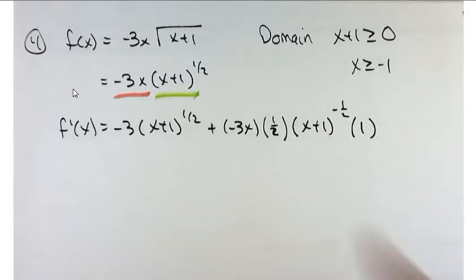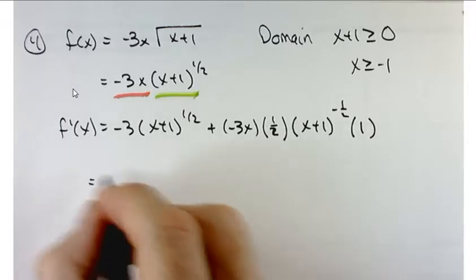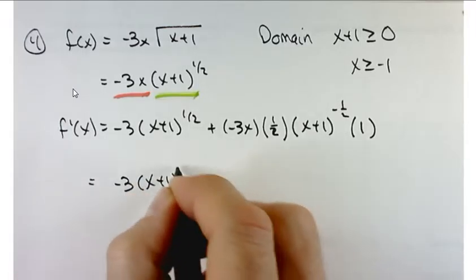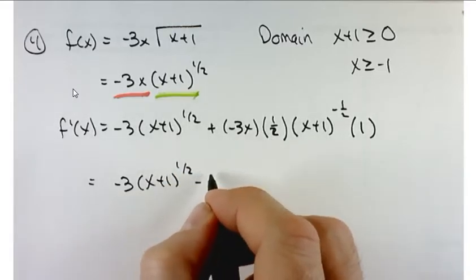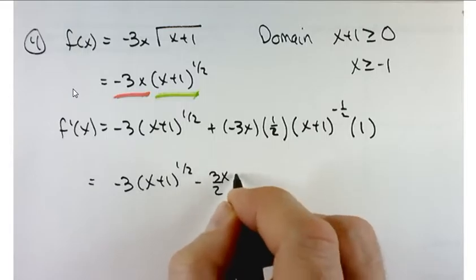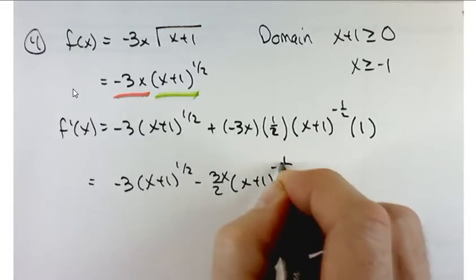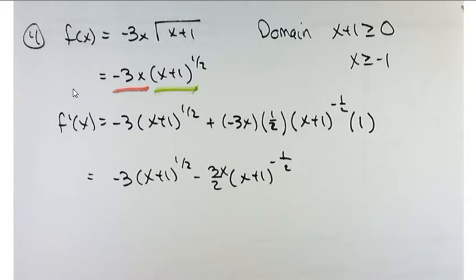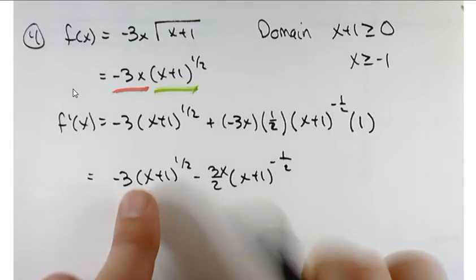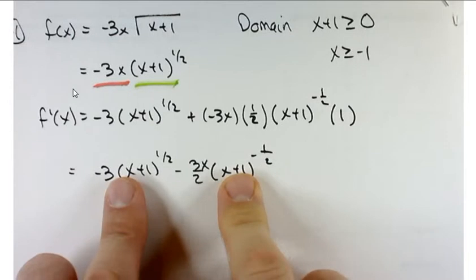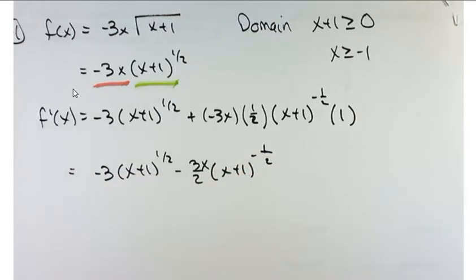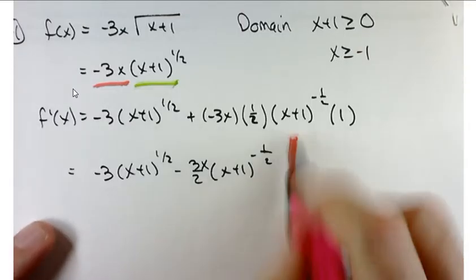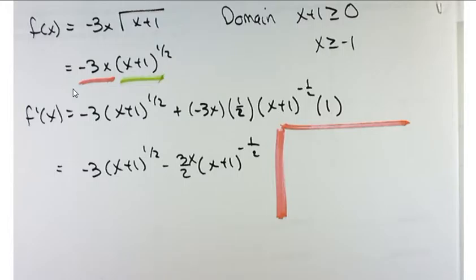All right. Now let's clean this up a little bit. So that's negative 3 times x plus 1 to the 1/2 minus 3/2 x times x plus 1 to the minus 1/2, etc. Setting this equal to 0 and solving right here is going to be a royal pain. Let's do some factorization. Now what I'm going to do is I'm going to factor out this term here. Now you may not realize it, but when you do some factoring, what you're really doing is you're dividing. You don't see it. We don't think of it that way, but it's true.